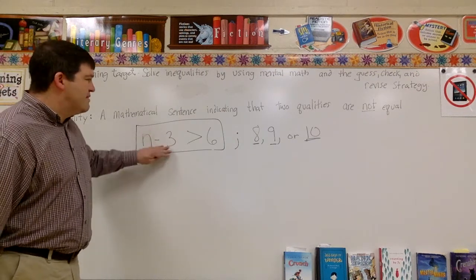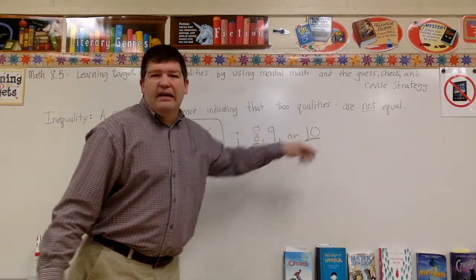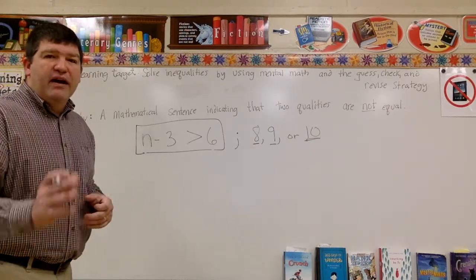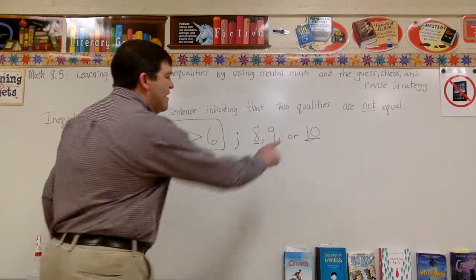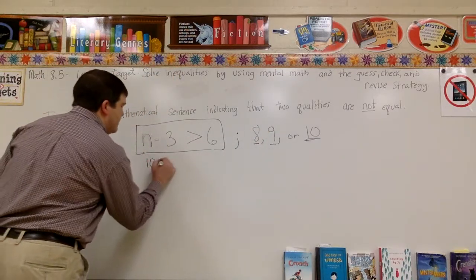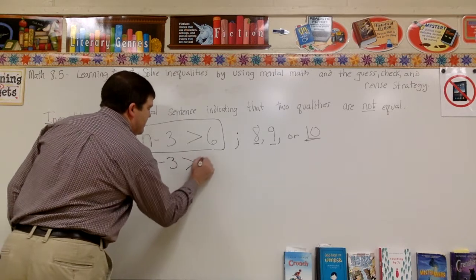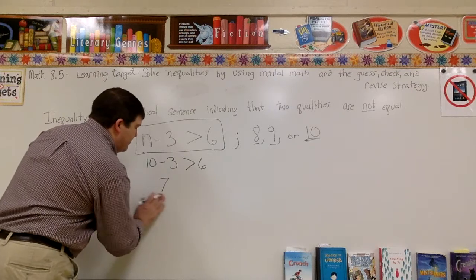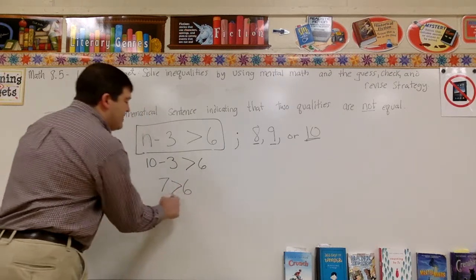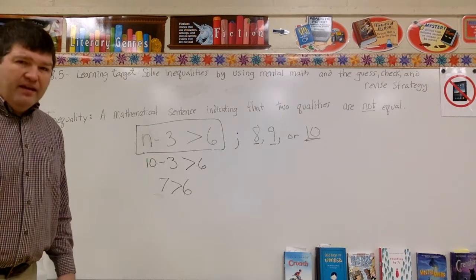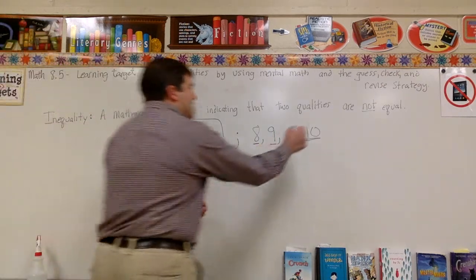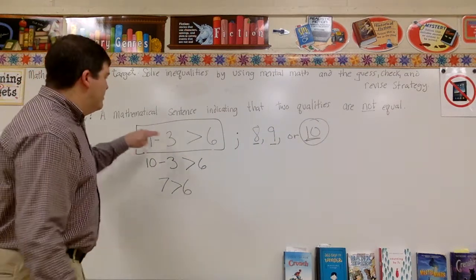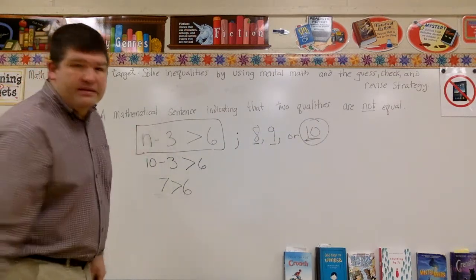I know that I'm subtracting something, so I'm going to start at the high end. And then I'm just going to guess, check, and revise if I need to. So I'm going to take this 10 over here. I'm going to say that's n. 10 minus 3 greater than 6. Now I just solve this part here. 7. Is 7 greater than 6? Yeah, 7's more than 6. Excellent. So I'm going to circle that one as a correct solution to this mathematical sentence.